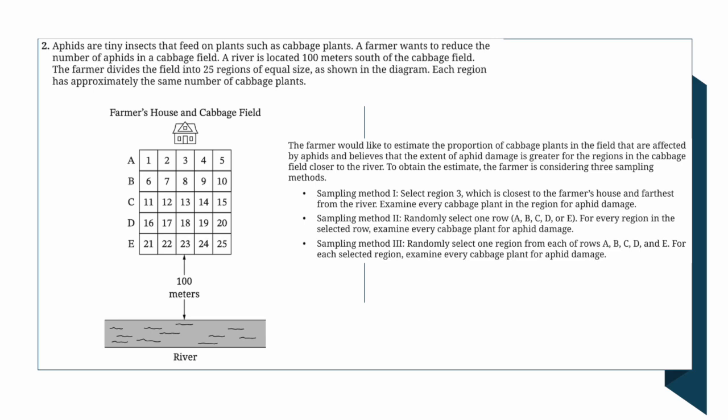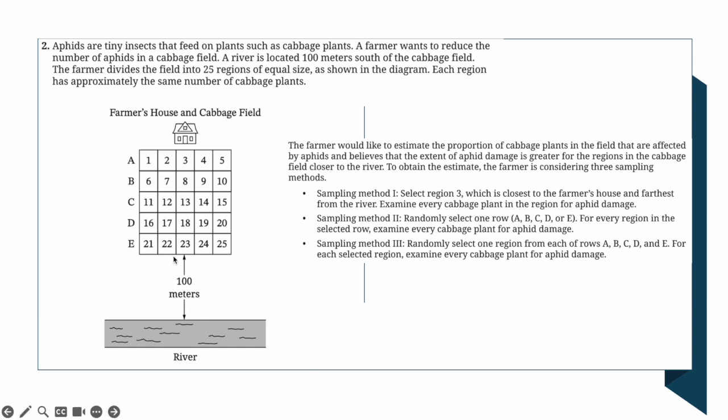Question number 2. Aphids are tiny insects that feed on plants, such as cabbage plants. A farmer wants to reduce the number of aphids in a cabbage field. A river is located 100 meters south of the cabbage field. The farmer divides the field into 25 regions of equal size, as shown in the diagram.